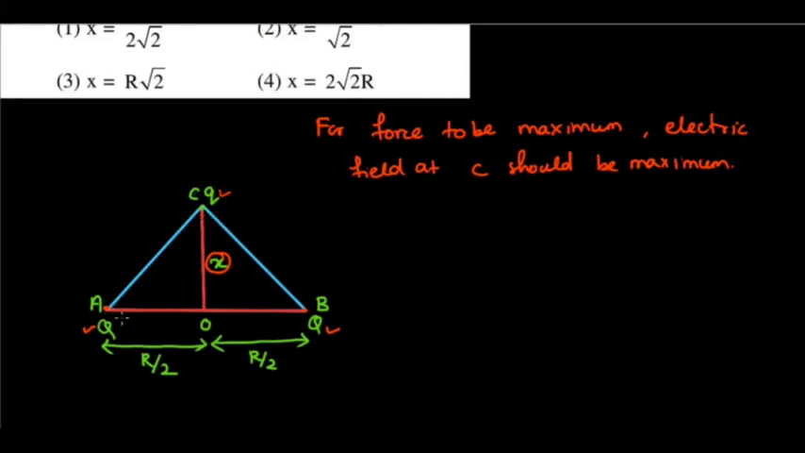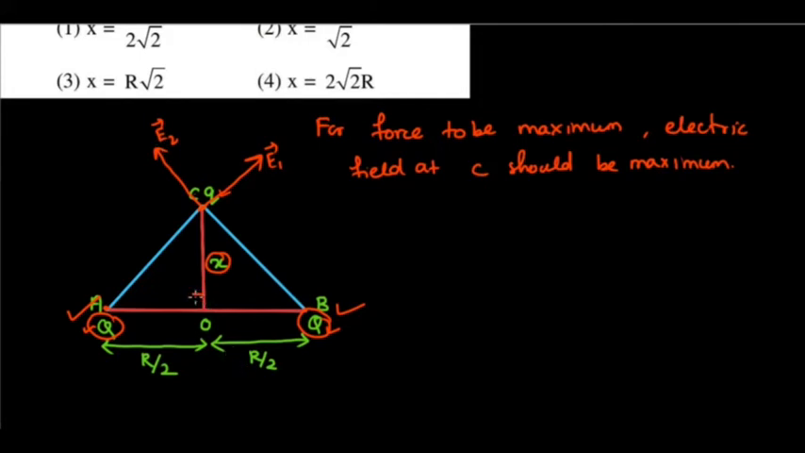So we have two charges, capital Q, and both of them will produce electric field at this point. If I draw the direction of electric field, then due to the charge at A, electric field will be in this direction. We know that for a positive charge, electric field is away from it. Similarly, for the charge at point B, the electric field will be in this direction. And again, these two electric fields will have the same magnitude, because the charge has the same magnitude and the distance is also the same.